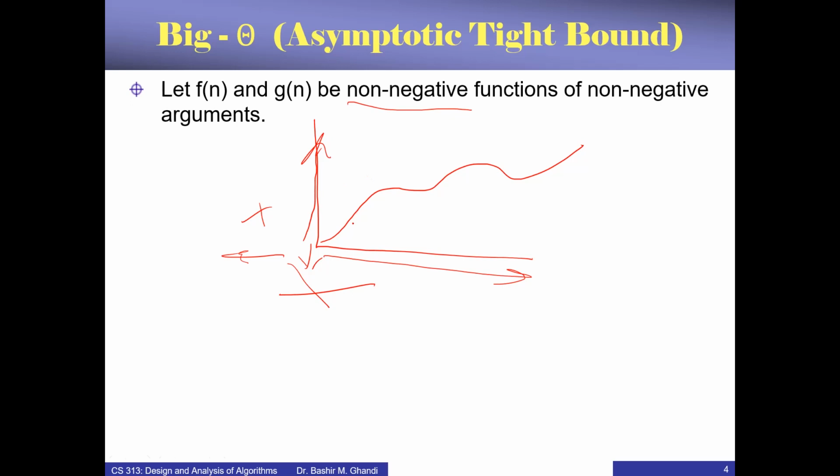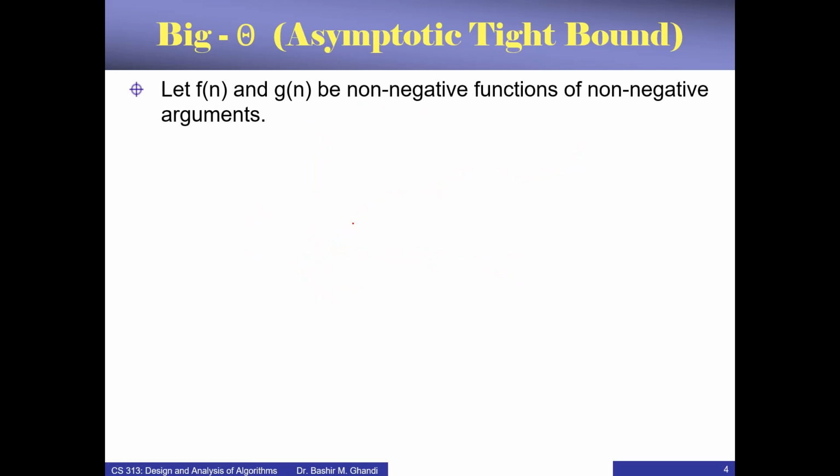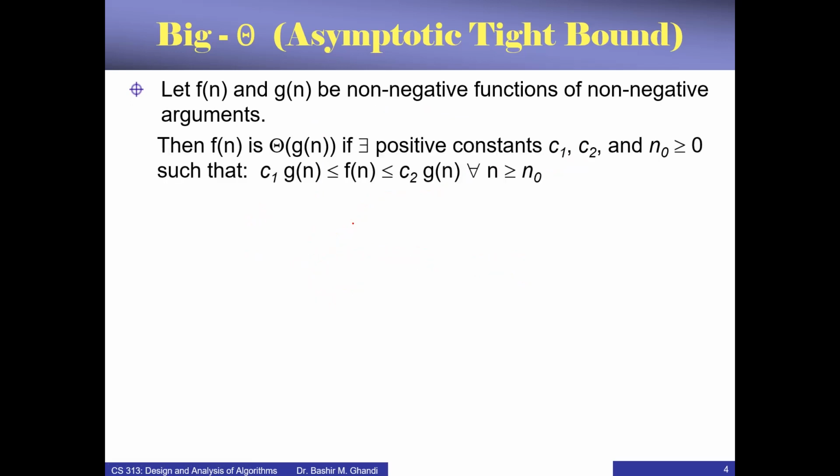Okay, so this is what we mean. If we have two such functions, then fn, the function fn, is said to be big theta of gn, the other function, if there exist positive constants c1 and c2 and another constant n0, which must be greater or equal to 0.